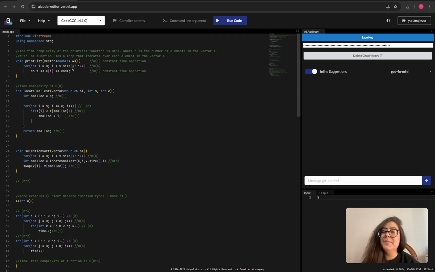So pretty much our print list function runs in O(n) time because the function uses a loop that iterates over each element in vector x. And this is how I like to remember it: if it touches every element in our vector or array or whatever we're using, it's automatically O(n).